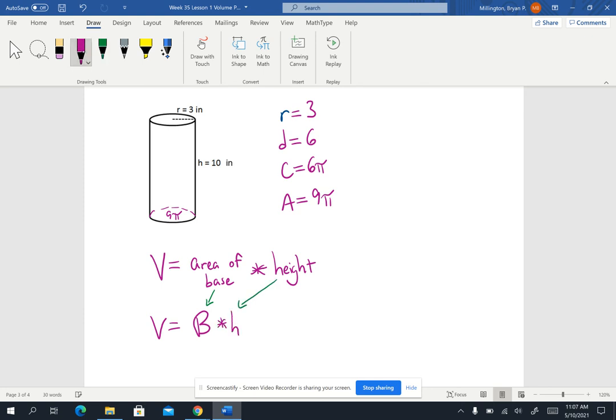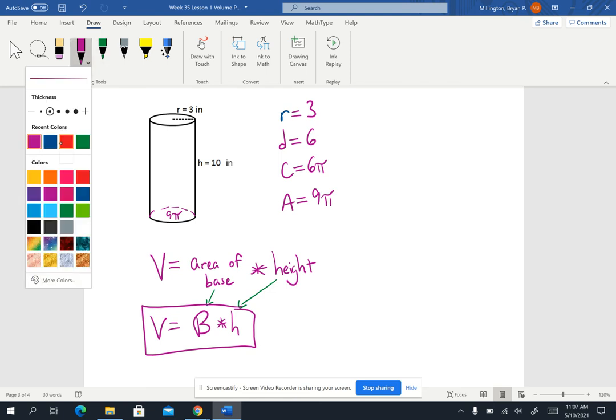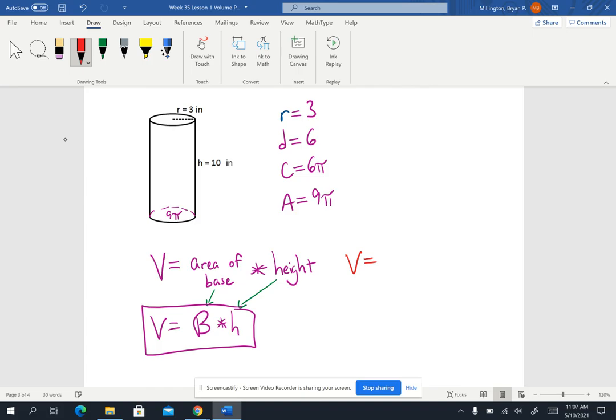So area of the base times the height. That's your volume formula. So back to our example here, we've got volume, the area of the base. Well, my base was this circle that was 9 pi, right? So my area of the base is 9 pi. The height of my cylinder is 10. So 9 pi times 10 would give me 90 pi inches cubed. That's my volume of this cylinder.